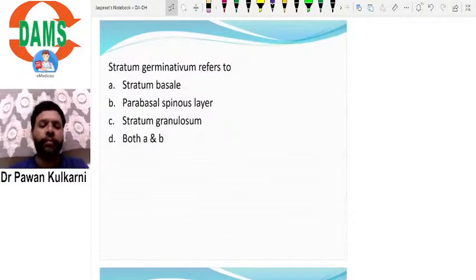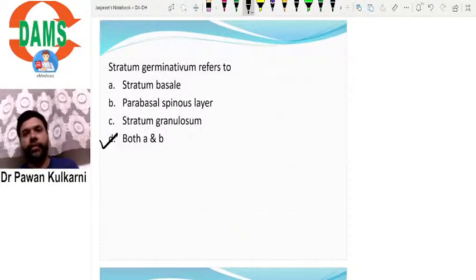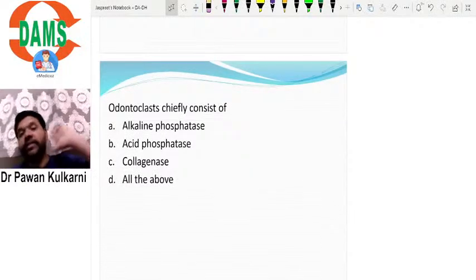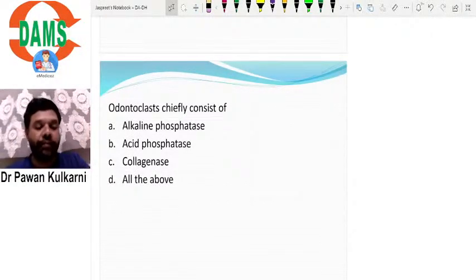Stratum germinativum refers to... We know that the basal layer has mitotic capacity, and the parabasal layer just above that has mitotic activity, which should be called stratum germinativum. What is the meaning of germinativum? Mitotic ability, cell division ability. So the basal cell layer, along with the parabasal layer exactly above, has the capacity to undergo mitotic division or cell division. Hence it is known as stratum germinativum.